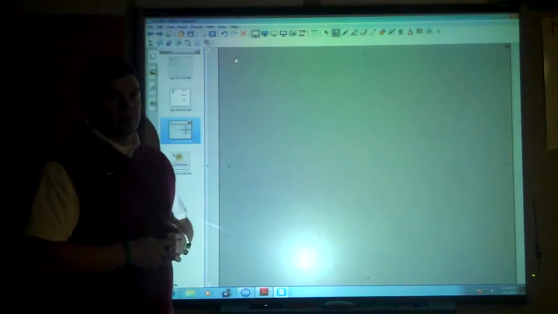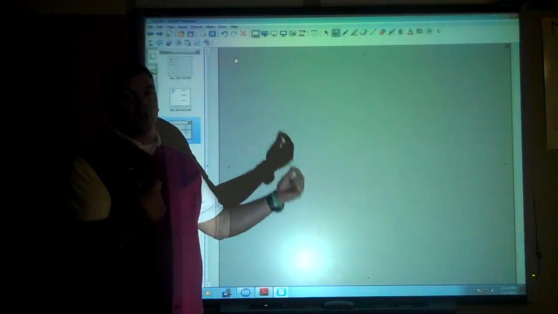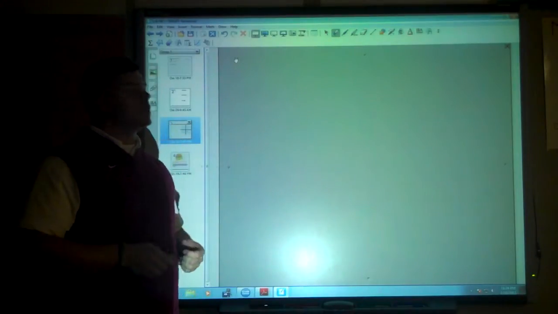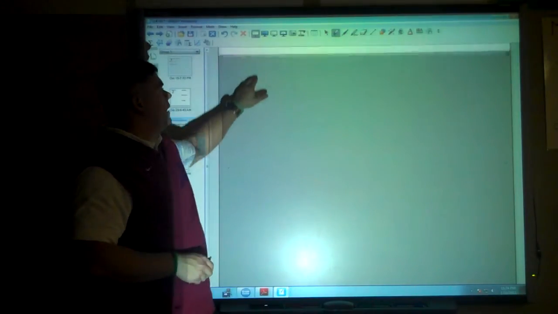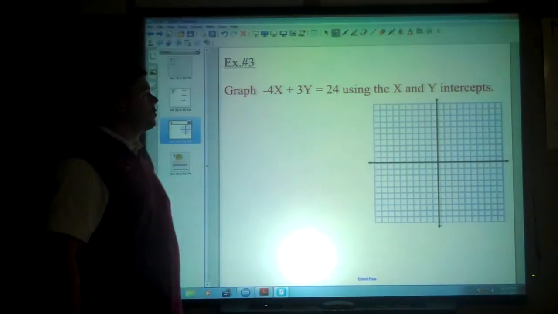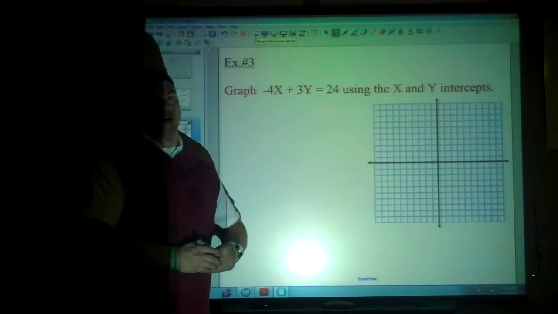We can actually use that method to make our graphs. Because those coordinates are on the equations, a minimum number of 2 points are needed. It's a very simplistic way of finding an actual graph. So here's an equation, negative 4x plus 3y is equal to 24, and we want to find the x and y intercepts and then use it to make our graph.